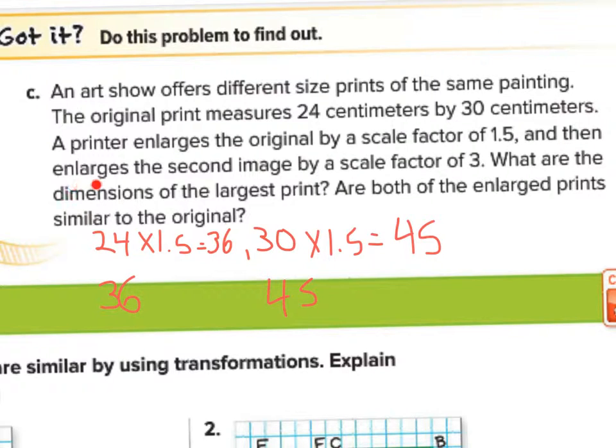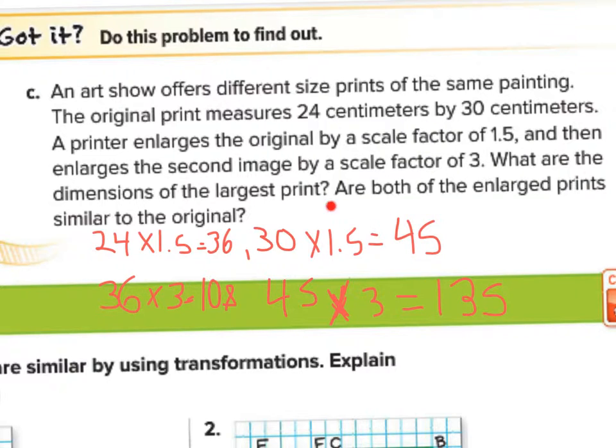And then it enlarges the second image by a factor of 3. What are the dimensions of the largest print? Okay, so by 3. We have to triple this. When I triple 36, I'm going to get 108. And when I triple 45, times 3, I get 135. Okay, so therefore my new dimensions are 108 centimeters by 135 centimeters. That's a much larger picture.